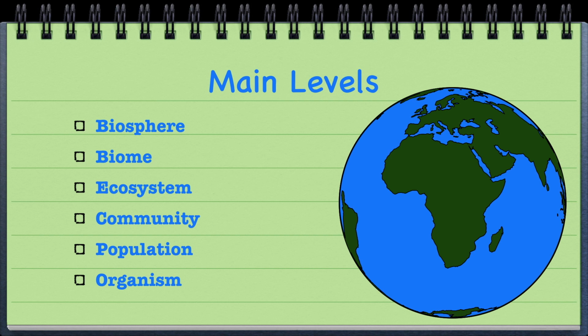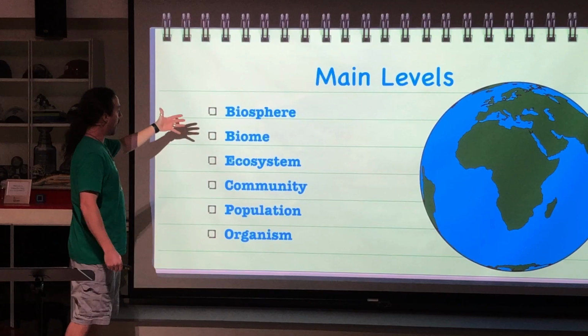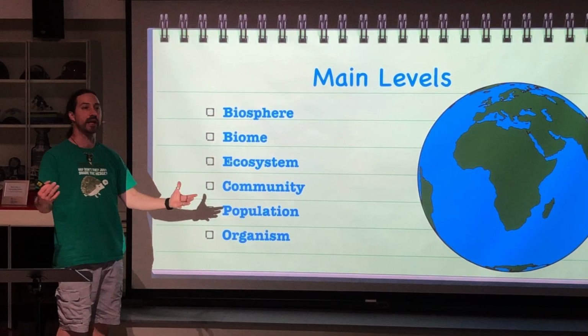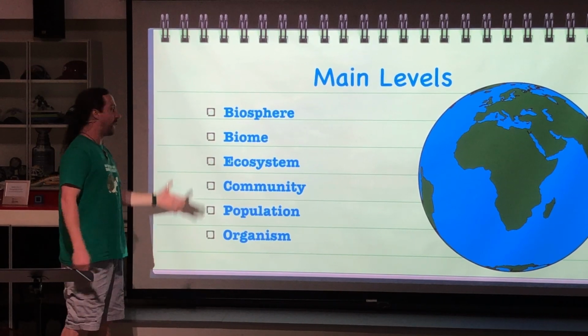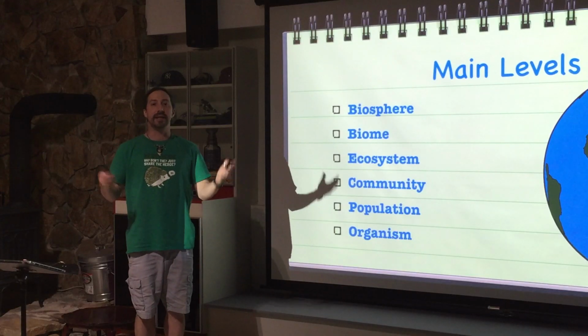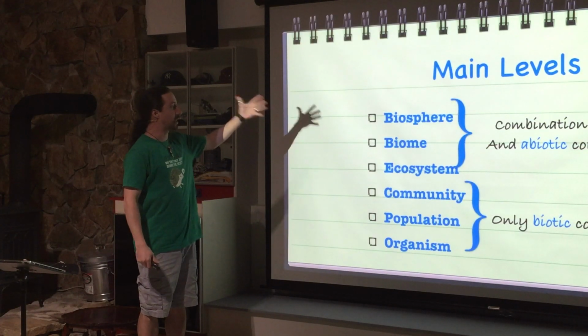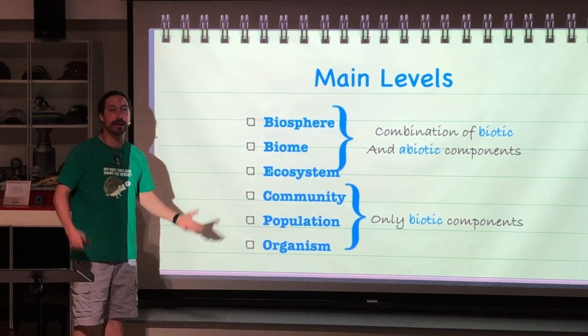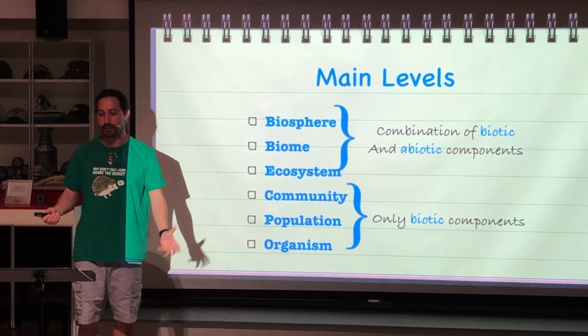Starting off, before we begin, we need to understand that there are different levels of the environment that we can be looking at. They start at the biosphere, biome, ecosystem, community, population, down to the organism. So the smallest level that we're going to look at is organism, and the largest that we could look at is the biosphere. When we separate out these different groupings, we see that the top three combine both the abiotic and the biotic components. They are both the living and the non-living components. And the bottom three contain only the biotic components.